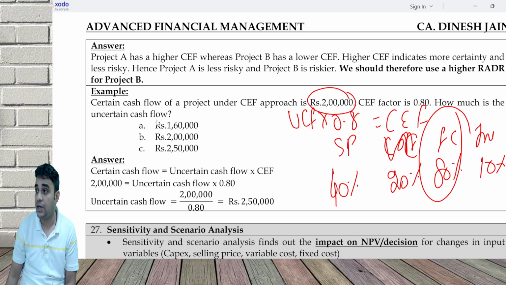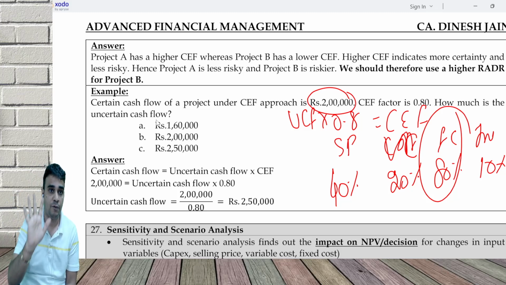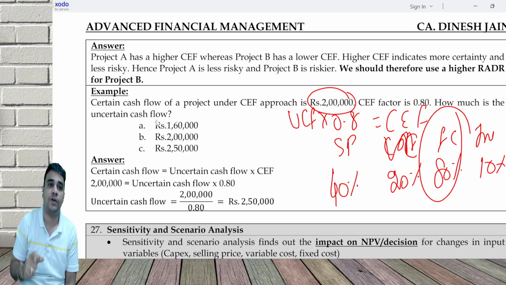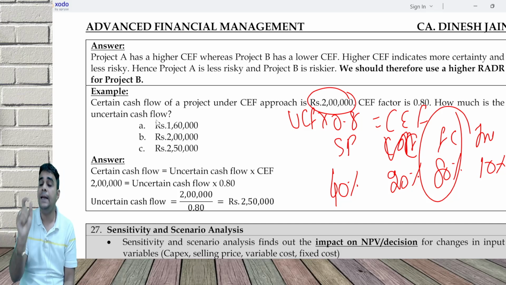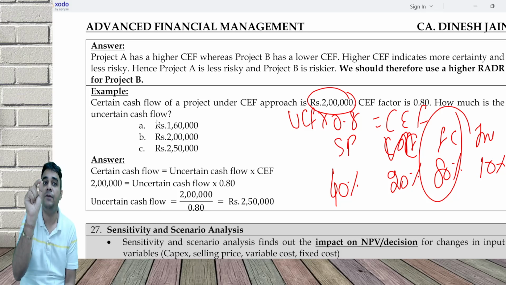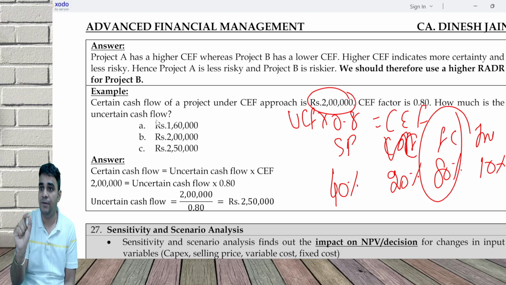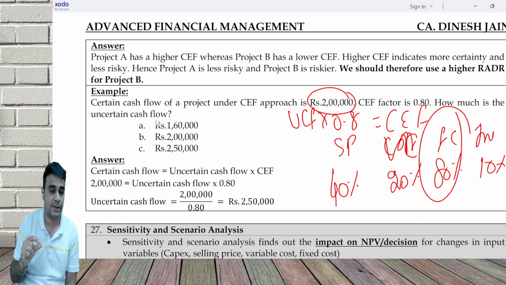If a deviation happens, be ready, the project will fail. This is one. Second, the MD is asking, you don't tell me the impact on NPV, tell me how much cushion I have in each of the factors. What is cushion? Selling price can change by a maximum of 15%. If it changes by 15%, NPV will become zero. So I have a cushion of 15% in selling price.